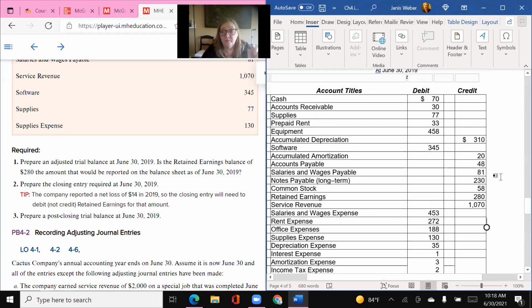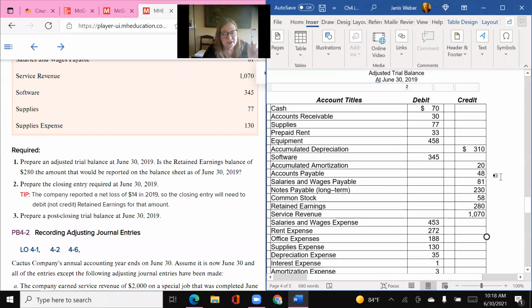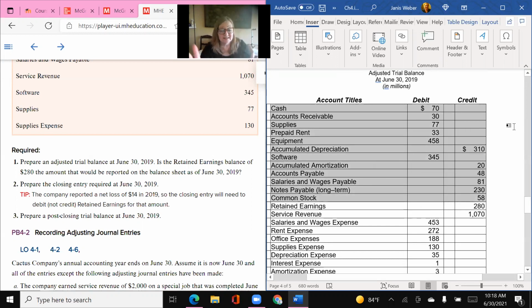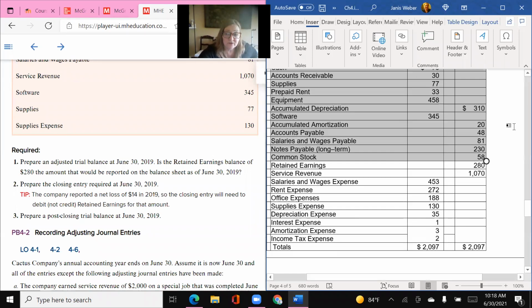Just a little tip: a post-closing trial balance is exactly like an adjusted trial balance, except the revenue and expense accounts are gone. All of this is exactly the same, the part I highlighted here, on a post-closing trial balance. The only thing that's different is that retained earnings now includes the amounts for all these revenue and expense accounts.